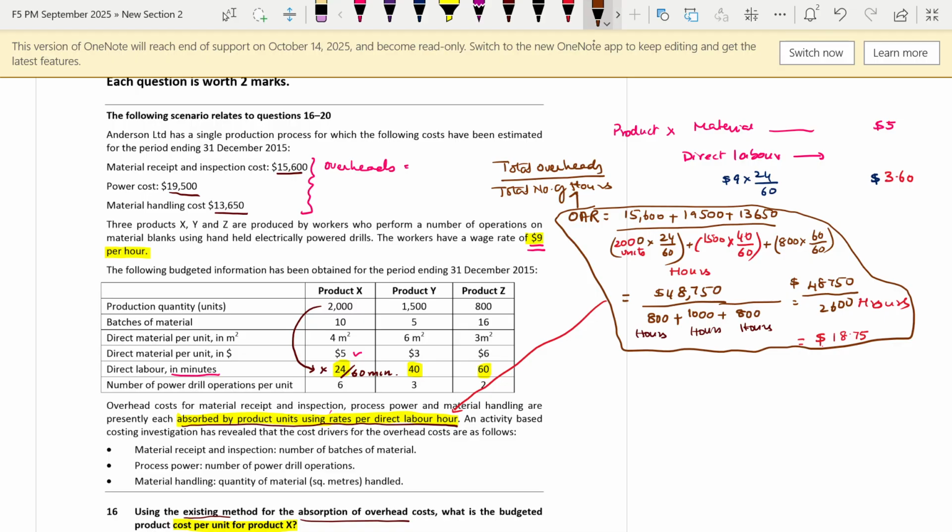Is it right? Now, overheads. How much is there? 18.75 times 24 minutes divided by 60. How much will you get? 7.5. Total, how much will you get? 12.5, 13.1, 16.1. Is it right?